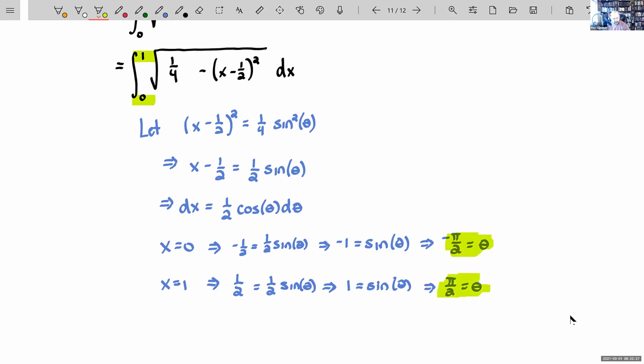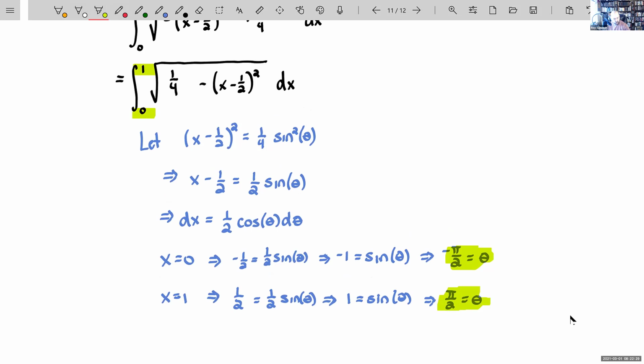Let's see, the x minus 1/2, let's go ahead and highlight that, squared. I know what that is. And the dx. The dx is right here. So those are my things I'm going to substitute in. I'll go ahead and just do it to the right here. So our integral becomes the integral from theta equals negative pi over 2 to positive pi over 2.